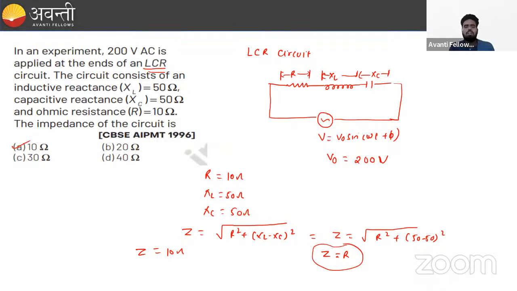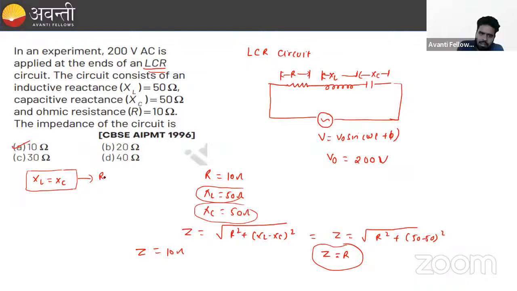and there are a lot of conclusions from this problem. We can learn a lot of things from this problem. What can we learn? In the problem it is given that XL equals XC. Whenever XL equals XC, this is the condition of resonance. This is in a series LCR circuit. Whenever XL is equal to XC, we can say this is the resonance condition.